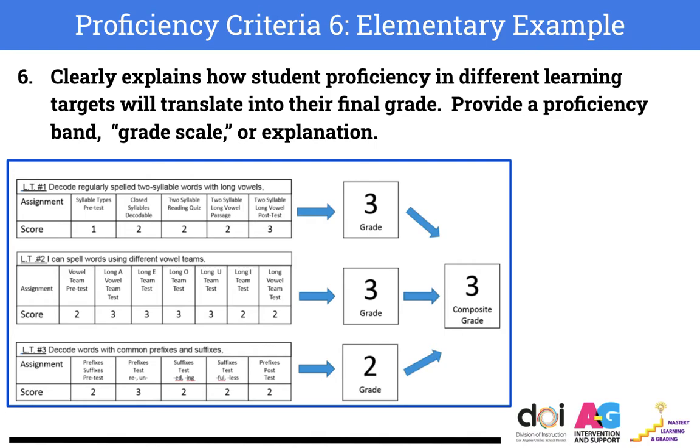Here is a more detailed example that another teacher has provided. In this example, the student has achieved a level 3 in Learning Target 1, a level 3 in Learning Target 2, and a level 2 in Learning Target 3. The teacher now looks at those grades, 3, 3, 2, and has made a determination of 3 for the composite grade.